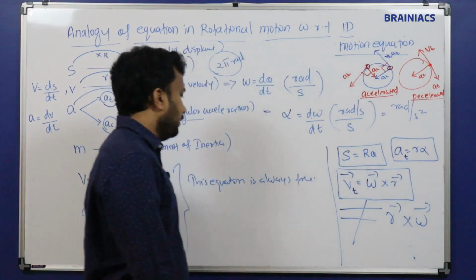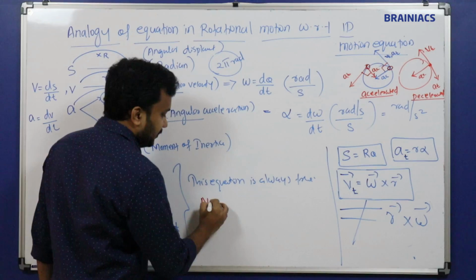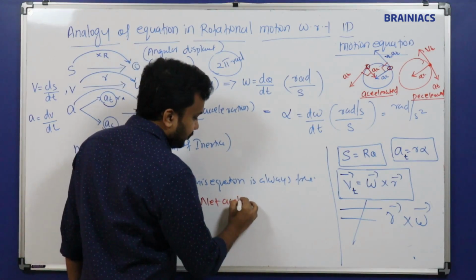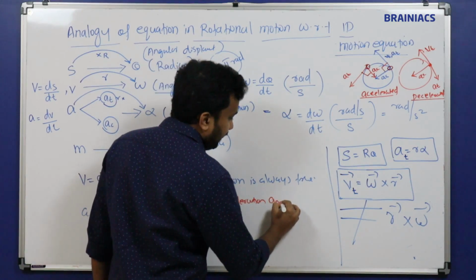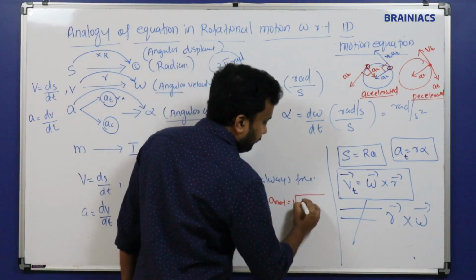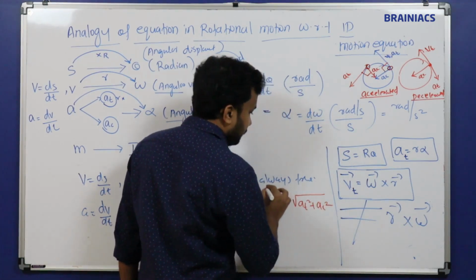So there is something called net acceleration. Both are vector quantities, right? So net acceleration, a net equal to root of at square plus ac square. This is also important.